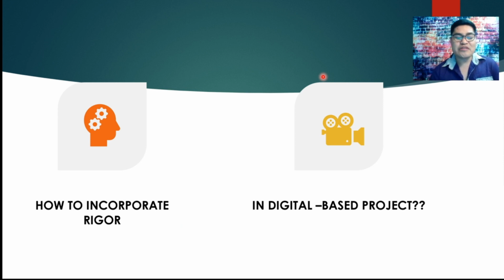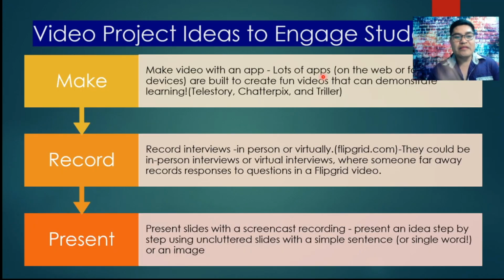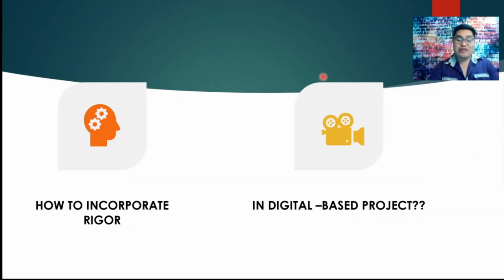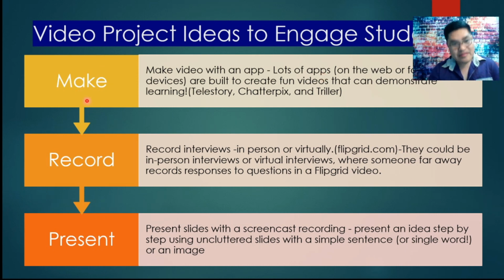Now, another question. How do you incorporate rigor when it comes to digital-based projects? Well, there are three ideas wherein students can engage in rigor when you are allowing them to do a digital-based project. So you allow them to make the video, record it, and present it. Okay? So you allow them to make a video with an app. There are lots of apps on the web or using their mobile device which are built in to create fun videos that can demonstrate learning.